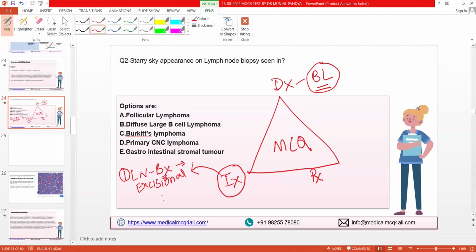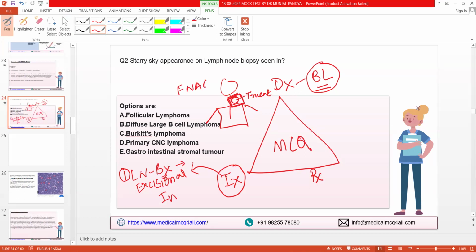Excisional, not incisional. This is just a cartoon of a man. If he has a neck node here and you take one piece, it is called a true cut biopsy. But this is the book answer: excisional, completely remove the whole lymph node. Excisional lymph node biopsy, because you want to differentiate lymphoma from other things. Never do FNAC. So FNAC is a wrong answer.